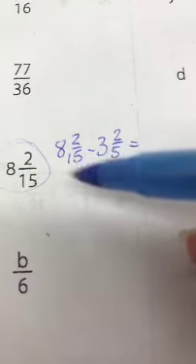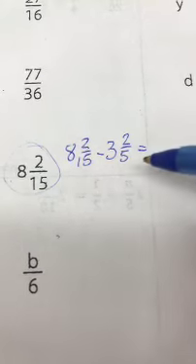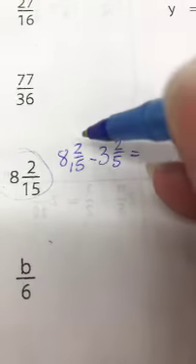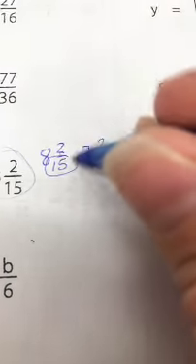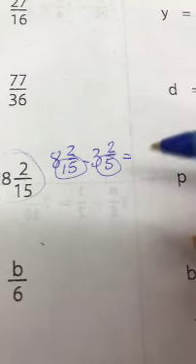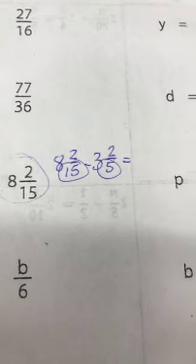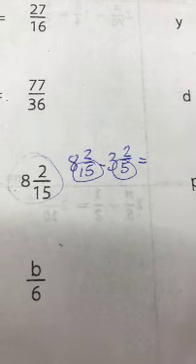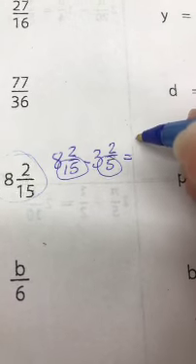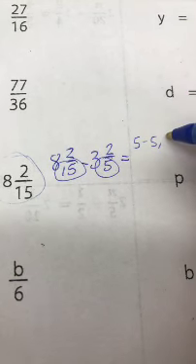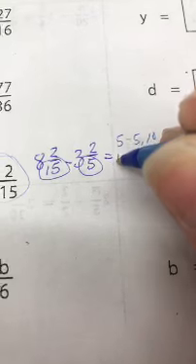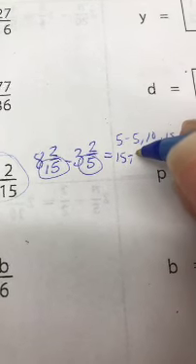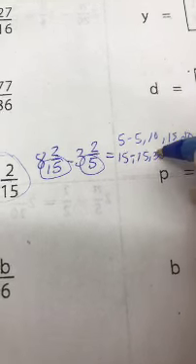So when I look at these, I should see that they have unlike denominators. They have a denominator of 15 and a denominator of 5. And I want to figure out what is going to be the least common denominator. So obviously, if you need to, list your multiples. 5, 10, 15, 20. Multiples for 15, you've got 15, 30, and so on.